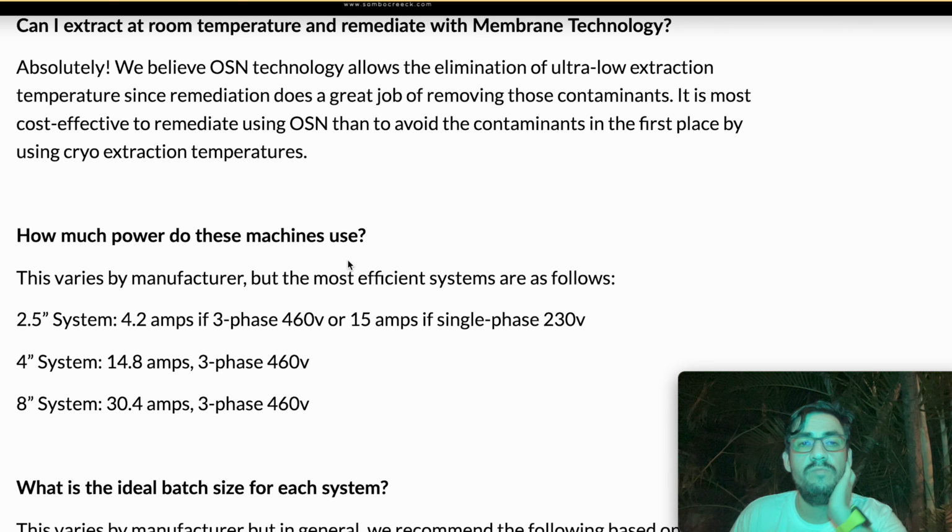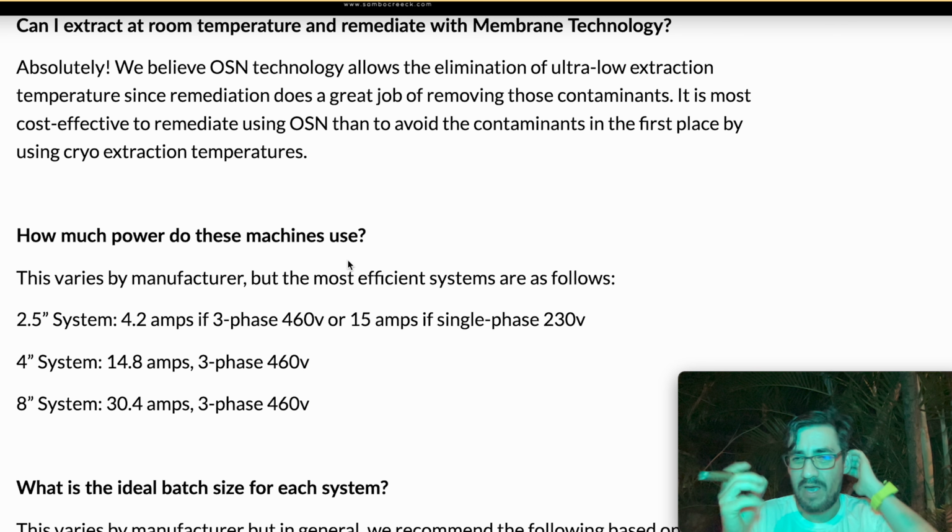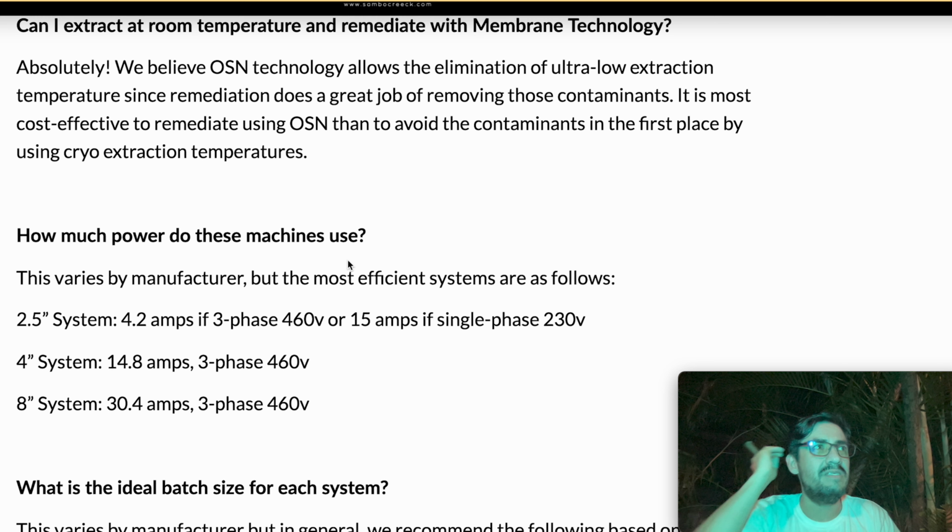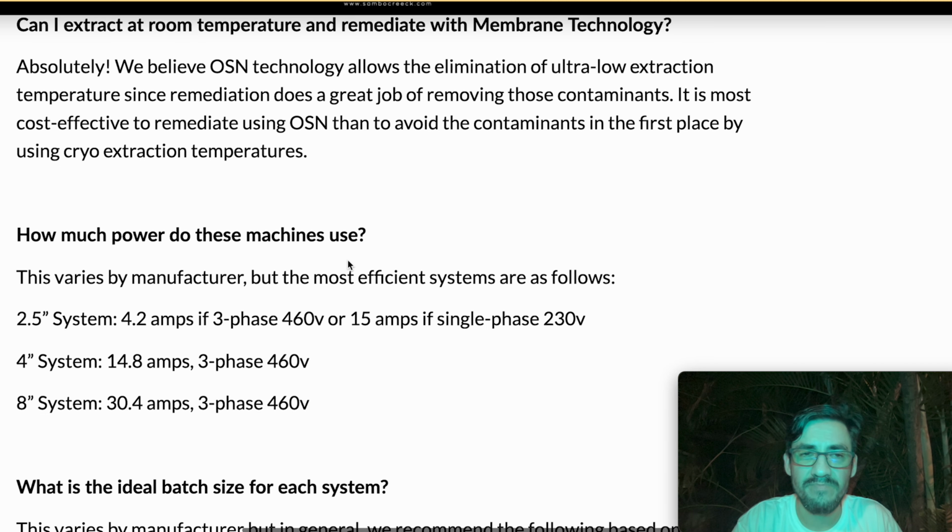Can I extract at room temperature and remediate with membrane technology? Yes, absolutely. That is the whole point. I told you, I saw this crude where they were taking just warm extracted crude, and they were using one of those screw presses, and this stuff was just nasty. The wiper just clogs up in seconds. Run it through a membrane, a winterization, a remediation membrane, straight through the wiper, no problem.